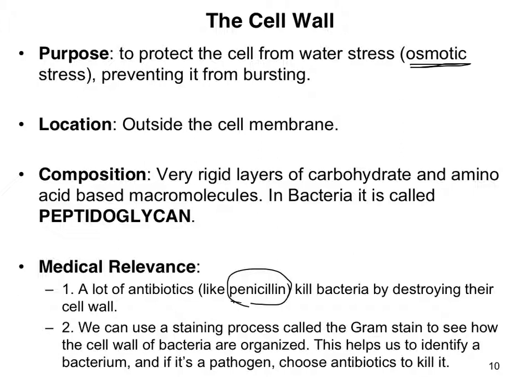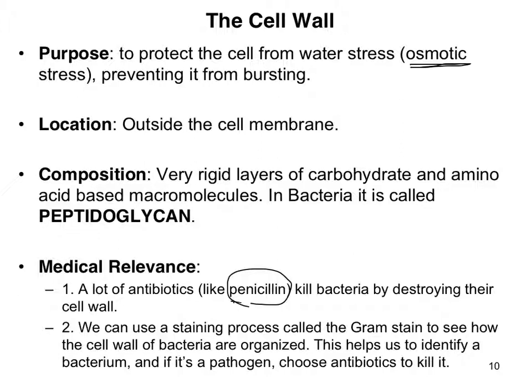The location of the cell wall is immediately outside the cell or cytoplasmic membrane. Its composition is typically that most of them are made out of very rigid layers of carbohydrate and amino acid based macromolecules. These are structures that we will talk about in a future class.